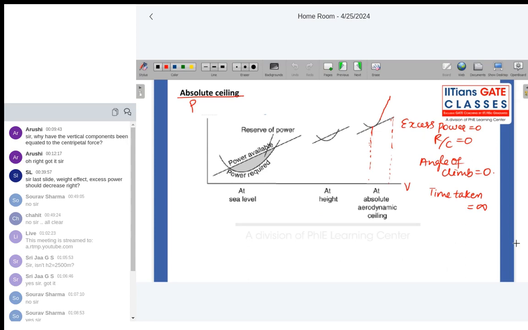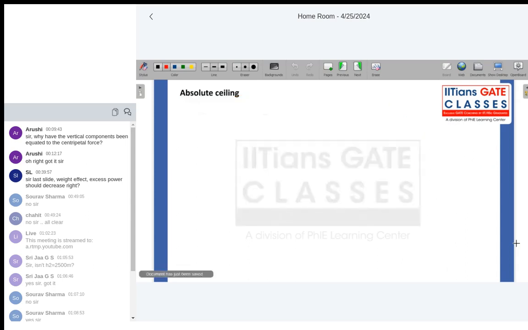Same thing for the aircraft. There is a maximum possible altitude up to which the aircraft can climb. That altitude is defined as service ceiling. Since absolute ceiling is generally unattainable, there is a practically possible maximum altitude called service ceiling, up to which the aircraft can climb.